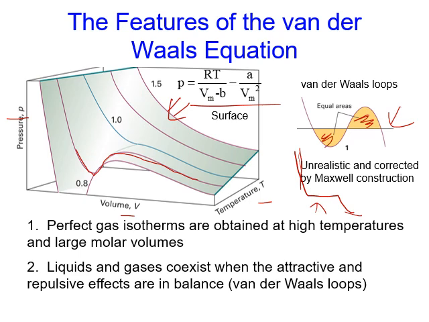Now, one application of this Van der Waals equation is to find the critical points. And the critical point is when the curve has an inflection point. In calculus, at an inflection point, the first derivative and the second derivative are both zero, and we're going to see that in the next slide.